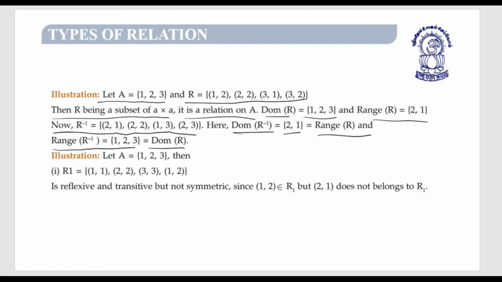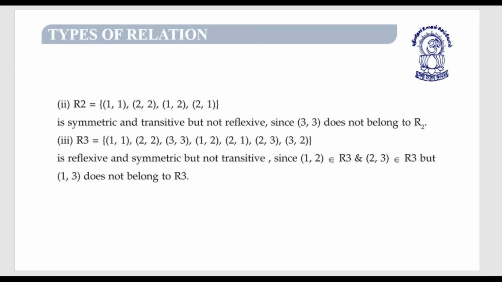Vice versa. Illustration. Let A = {1, 2, 3}. Then R1 = {(1, 1), (2, 2), (3, 3), (1, 2)} is reflexive and transitive but not symmetric, since (1, 2) belongs to R1 but (2, 1) does not belong to R1.